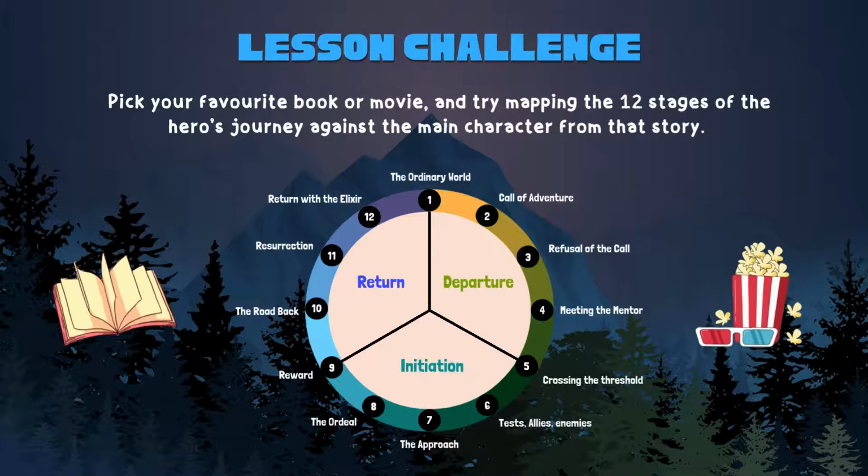Pick your favorite book or movie and try mapping the 12 stages of the hero's journey against the main character from that story.